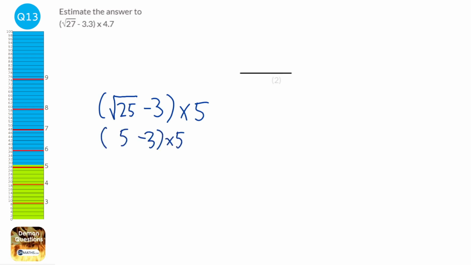And then 5 take away 3 is 2, times 5 is going to be 10. So our answer is 10.